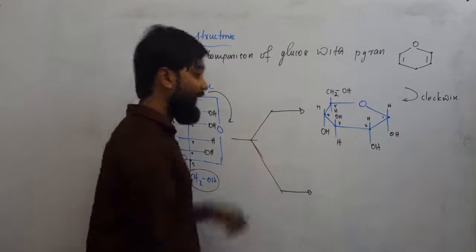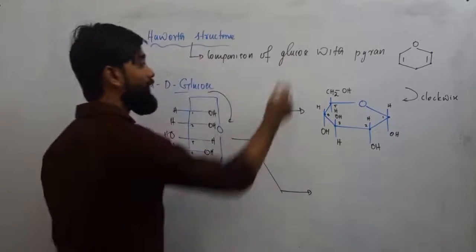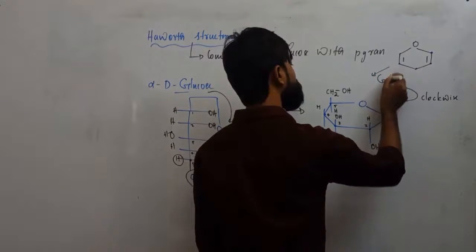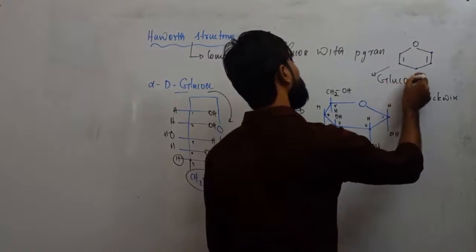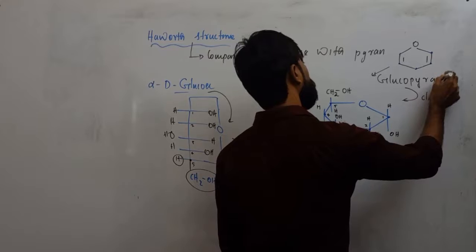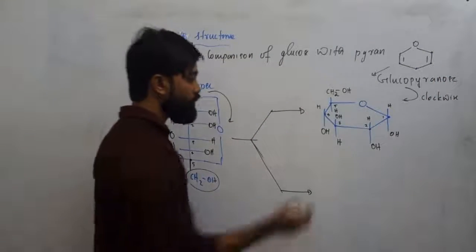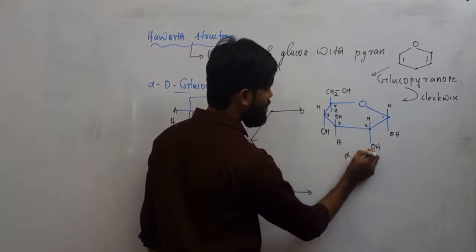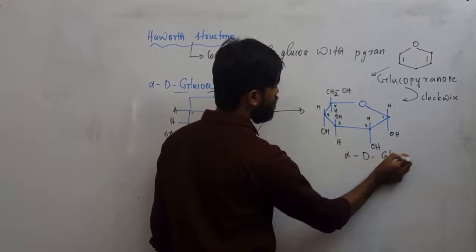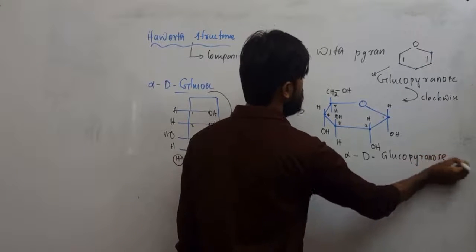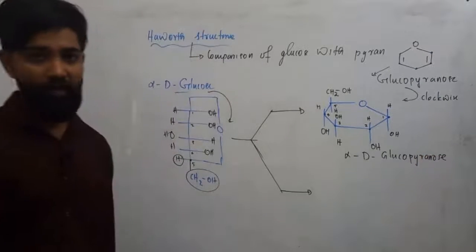Alpha D-glucose, drawn in Haworth structure, in comparison with the pyran structure. If glucose is compared with the pyran structure, then it is said to be glucopyranose. So this is actually alpha D glucopyranose.